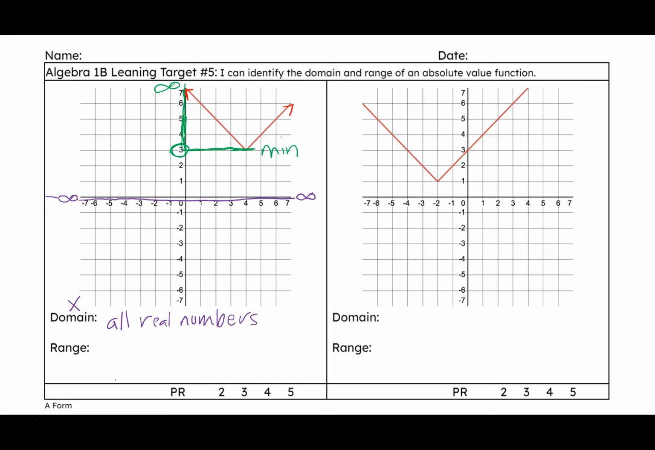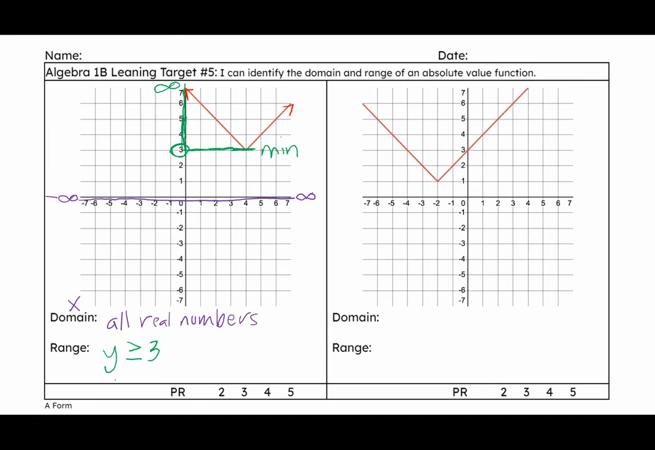So one way is inequality notation. That's the less than, greater than kind of symbols. And in this case, you would say y has to be, notice that y is going to be all the numbers that are bigger than 3, not less than 3, greater than 3. Y is going to be greater than or equal to 3, because it does barely touch that 3.